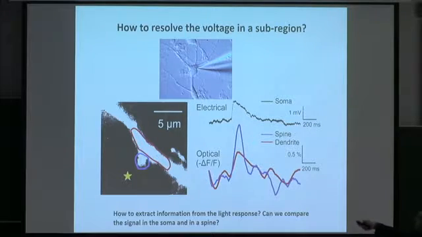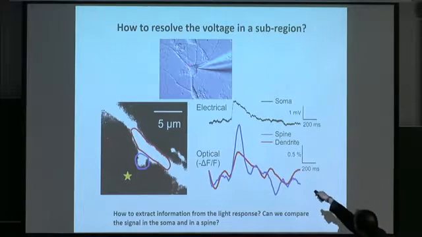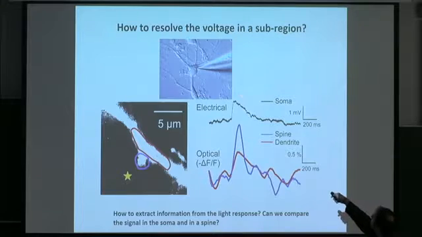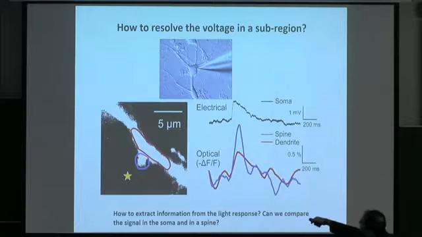Okay, so then we are interested. This is an example of a dendritic spine. This is a dendrite. This is where the pipette is recording. So this is a recording from the soma here. And this is what happened in this small structure. The blue is the spine, and the red here is the change in the intensity of the reporter in the dendrite.